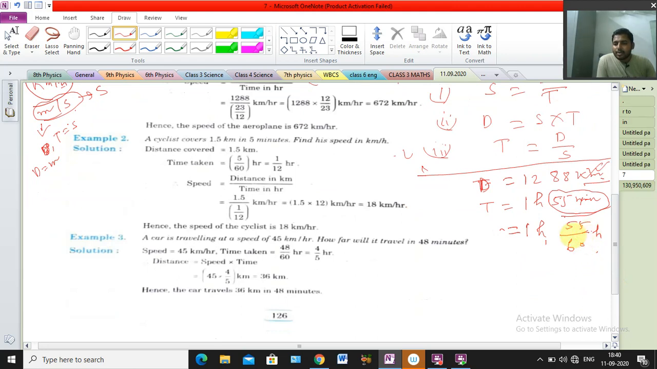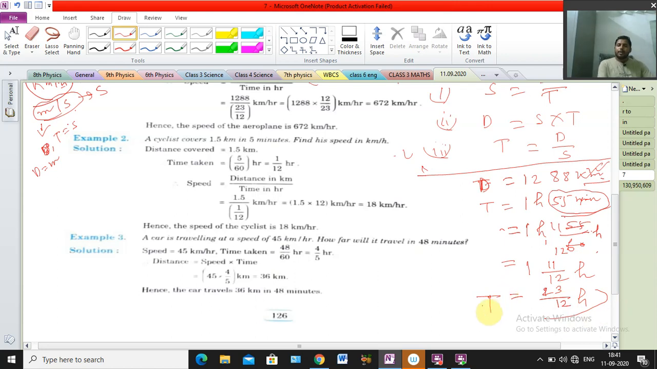Yes, cancellation is possible. 11 5s are 55 and 5 12s are 60. So we are getting 1 11/12 hours. That was the time. Now convert the mixed fraction into an improper fraction: 12 times 1 is 12, 12 plus 11 is 23. So 23 by 12 hours is the time.